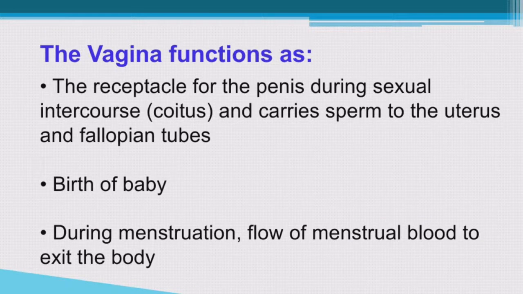The vagina functions as 1. The receptacle for the penis during sexual intercourse, coitus, and carries sperm to the uterus and fallopian tubes. 2. Birth of baby. 3. During menstruation, flow of menstrual blood to exit the body.